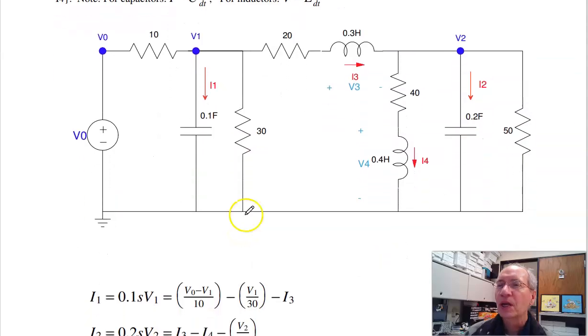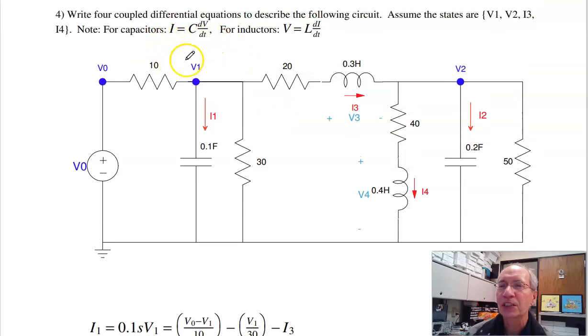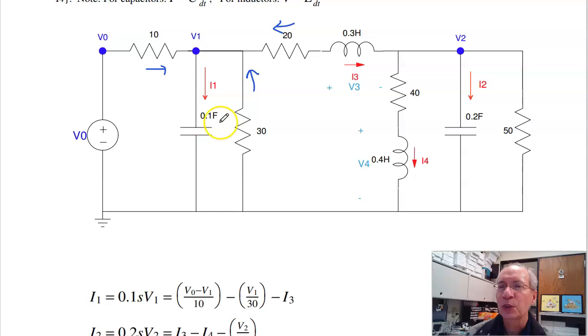Problem 4. Write the dynamics for this circuit. And here the trick is for capacitors, I do I equals C dV dt. Inductors, V is L di dt. So the first capacitor, I1, is equal to this current plus this current plus that current. So I1 is 0.1 SV1, I equals C dV dt. That's equal to the current from the left, V0 minus V1 over 10, plus the current up, 0 minus V1 over 30, plus the current from the right, minus I3.